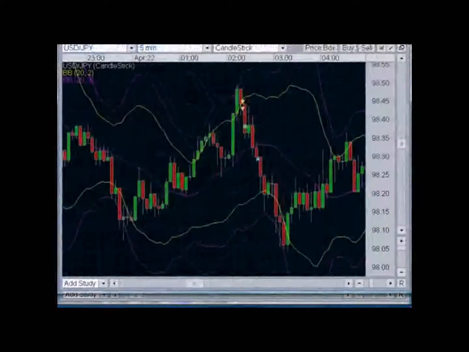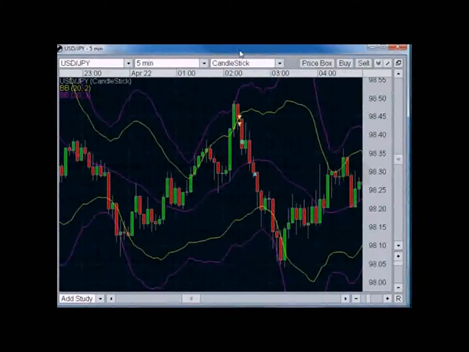Let me show you dollar-yen. And again, I want to re-emphasize that I really like trading this much more from the downturn to the upward turn than from the upward turn to the downturn. But, you know, I take trades both ways.